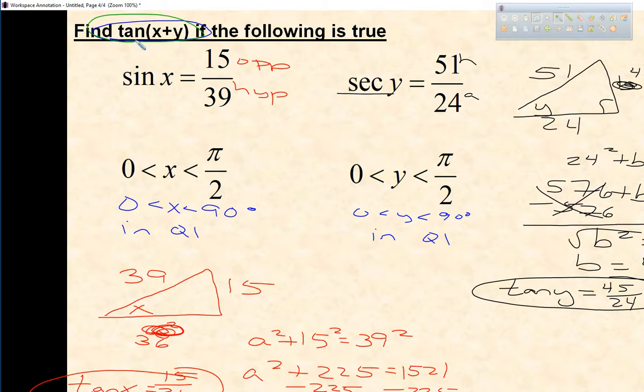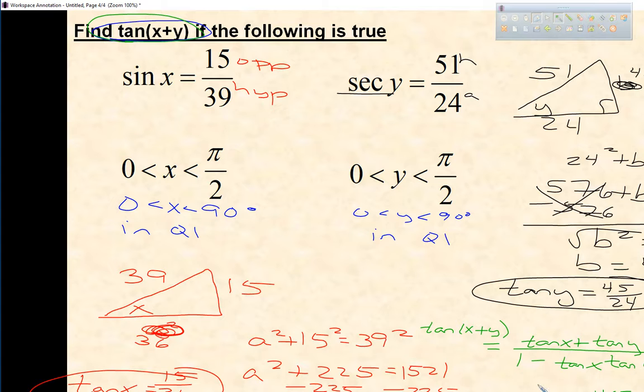So it wants you to find tangent of x plus y. Well, if you go back and look at that formula, the formula for tangent of x plus y is equal to tangent of x plus tangent of y over 1 minus tangent of x times tangent of y. And so let's replace these numbers now. Tangent of x we said was 15 over 36 plus tangent of y is 45 over 24, opposite over adjacent, all over 1 minus tangent of x, which is 15 over 36, times tangent of y, which is 45 over 24.